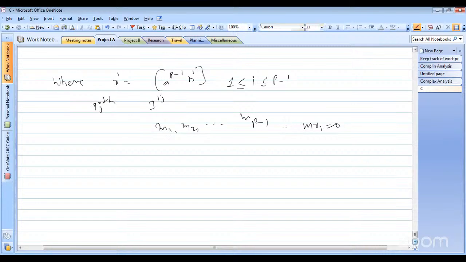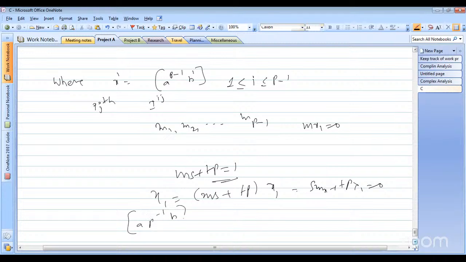So now m is known to be a product of positive integers less than p. Therefore, m is relatively prime to p, so there exist integers s, t such that ms plus tp equals 1. So ms plus tp means I'm multiplying m into s and t into p. Therefore, x1 is equal to (ms plus tp) x1, which is equal to 0. We are writing it. So thus we are writing A to the p inverse B.